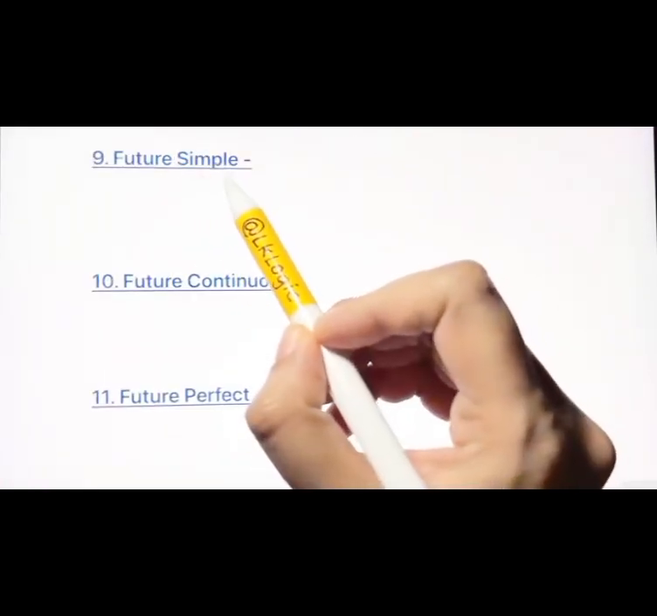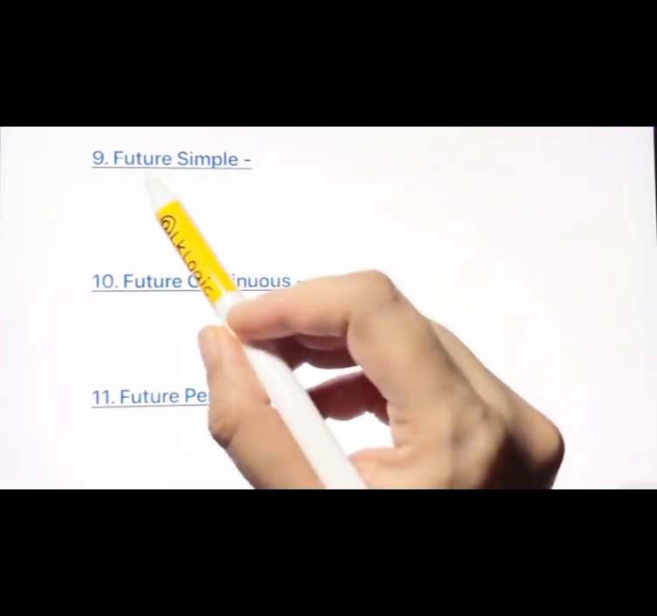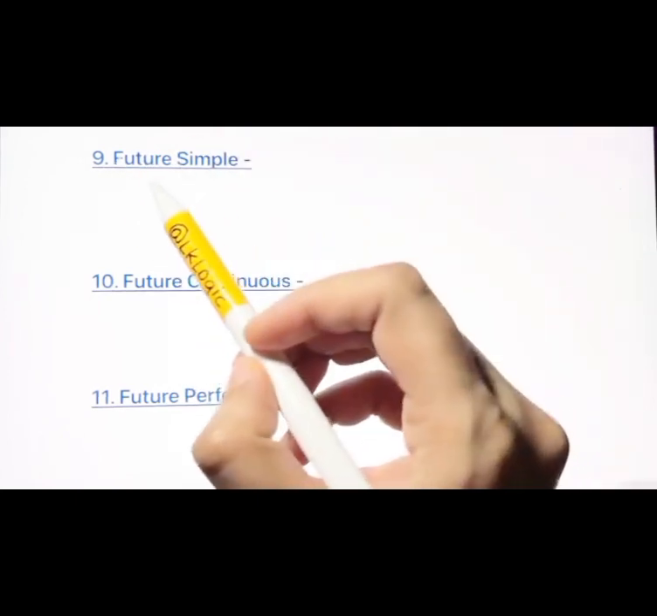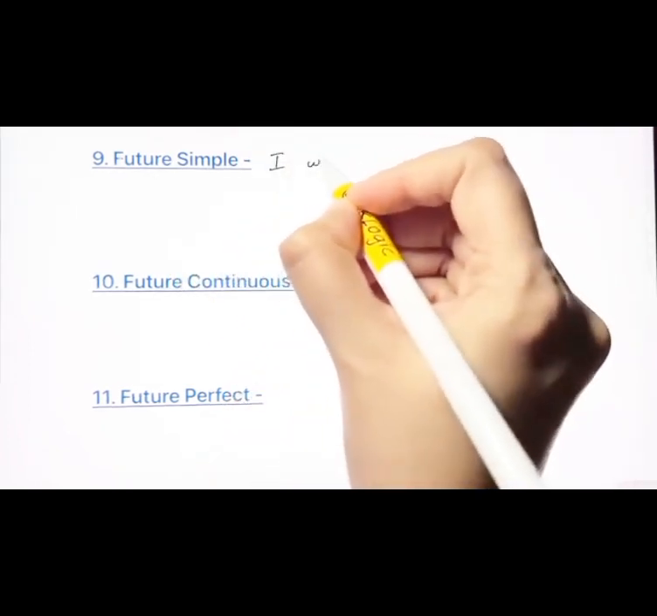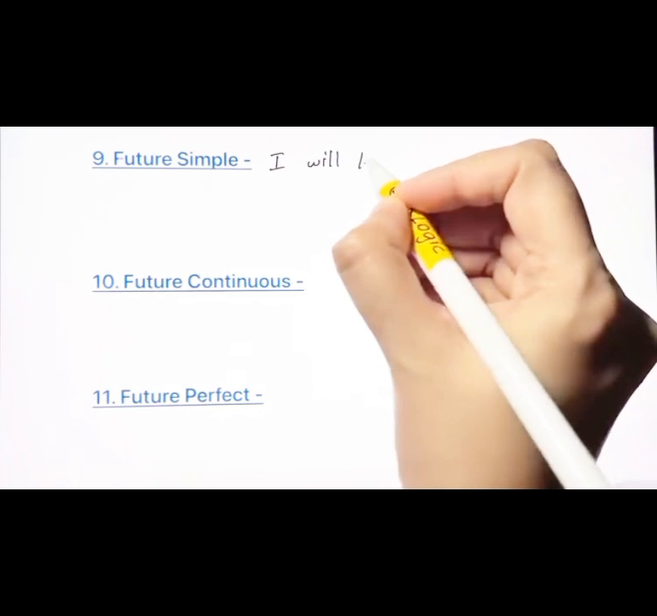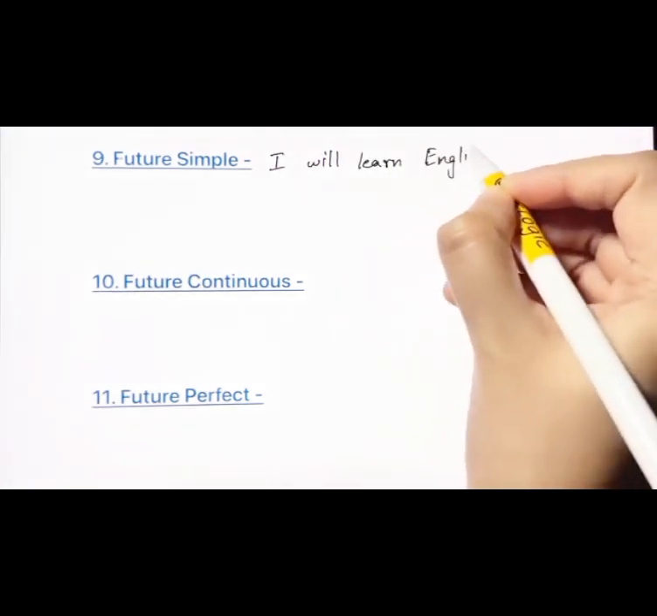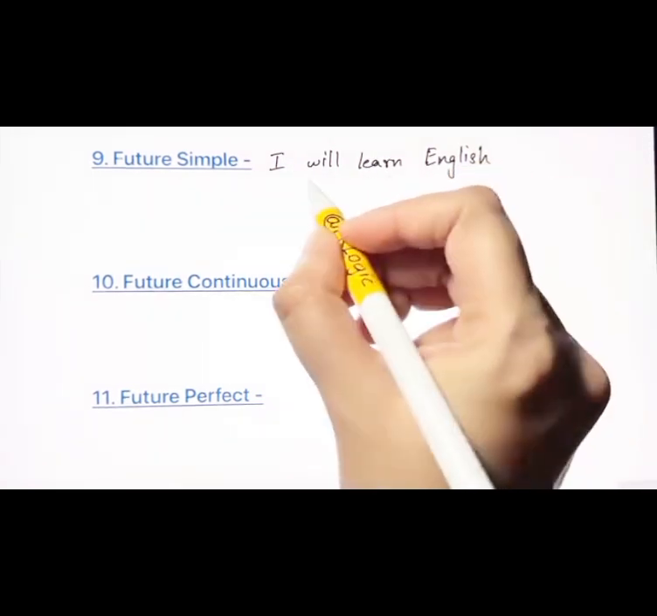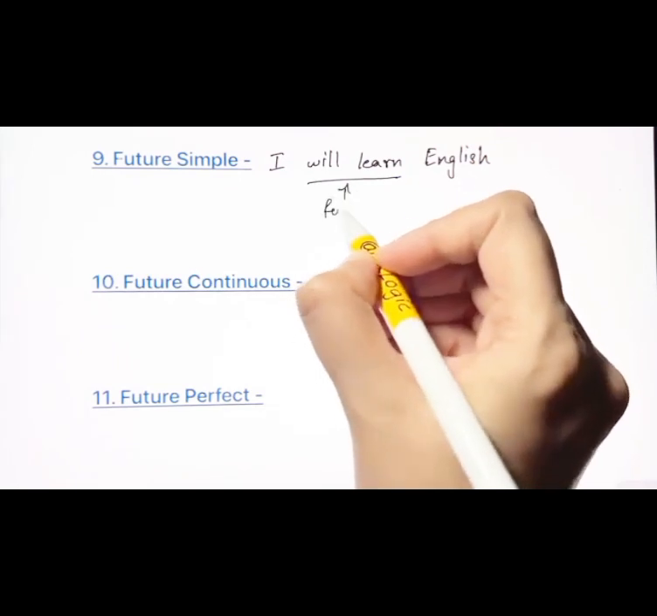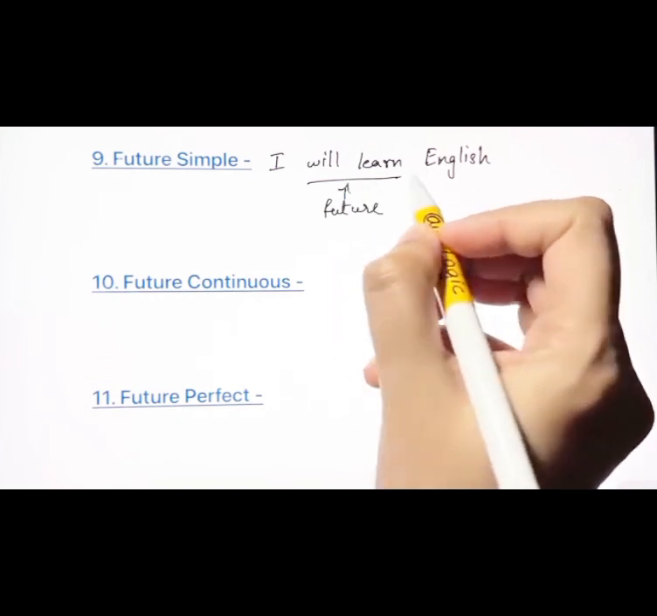Future simple. It's simple like present simple, past simple. You have done. So future simple, something will be done. So what are you gonna add here? Will. So what will be our sentence? I will learn English. Will plus the base verb. So you will learn in future. This states the general truth or some action.